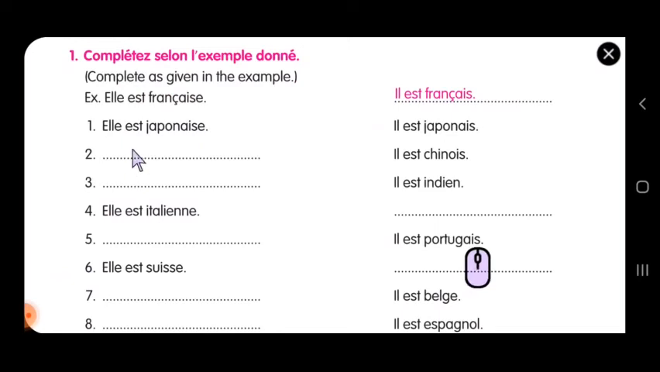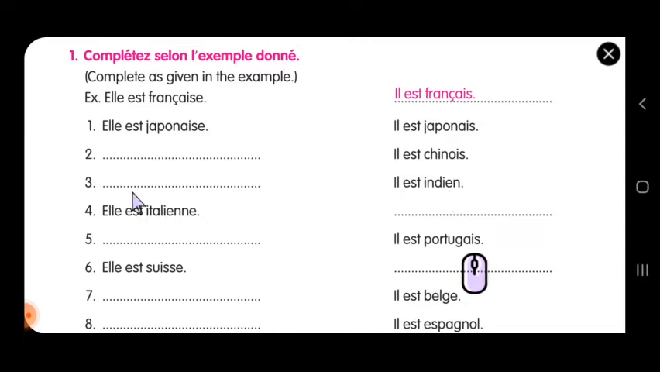Elle est chinoise. You should not write just chinoise. You have to write elle est chinoise, and then you have to complete it. See, next is il est indien. So have a pencil and mark down the answers or circle it and write it later.